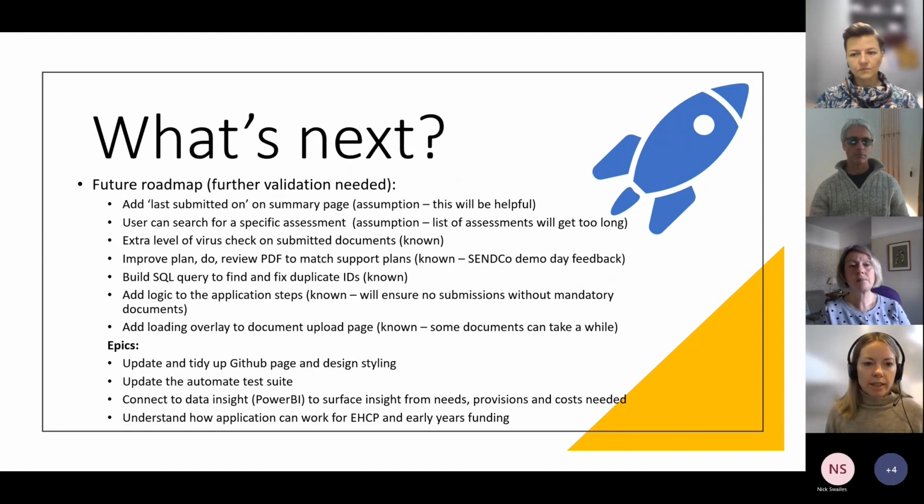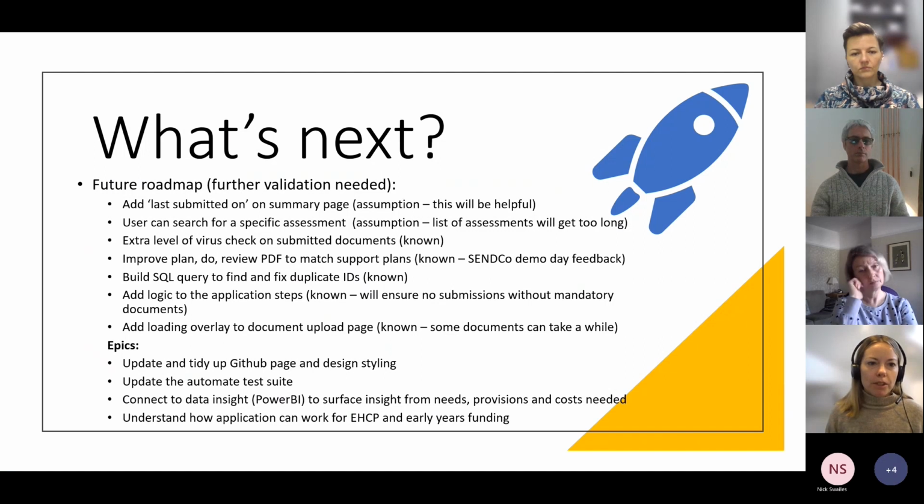So that is the beta product. It's obviously on a production URL now. It's totally usable, a minimal lovable product, as we like to call it. But obviously we know there's a lot more that can be done, and we can already see the potential of where it can go. So what's next?